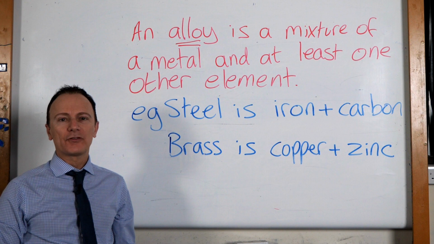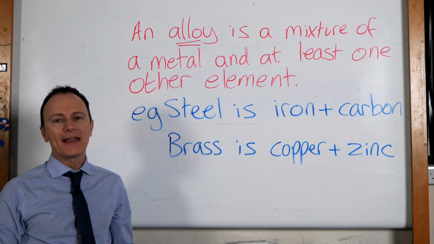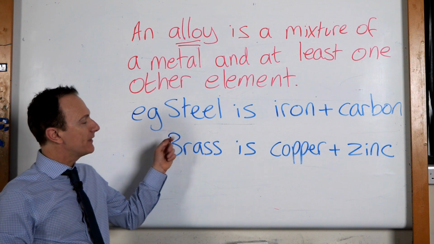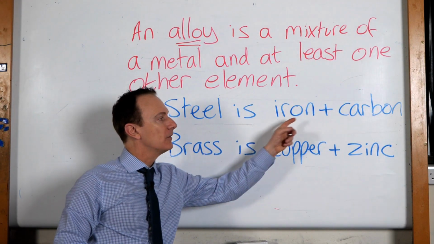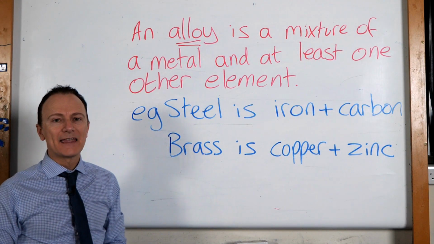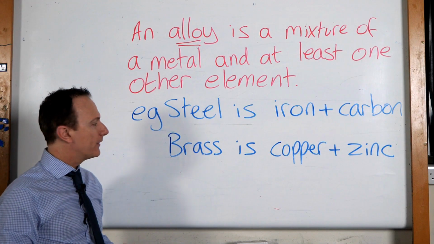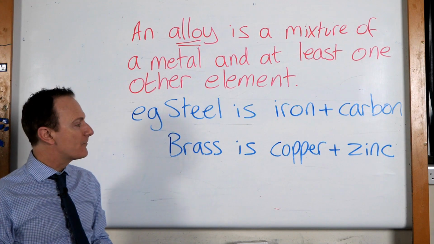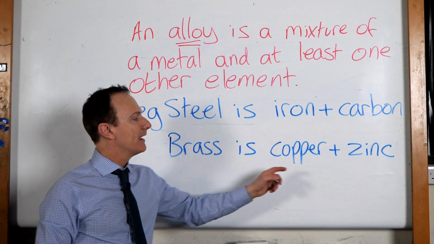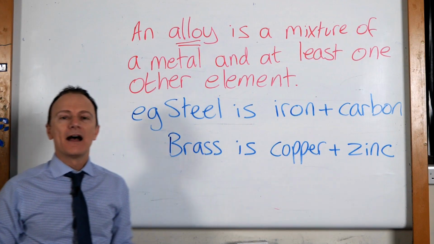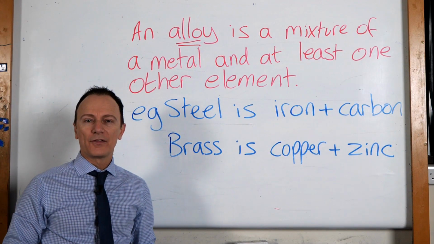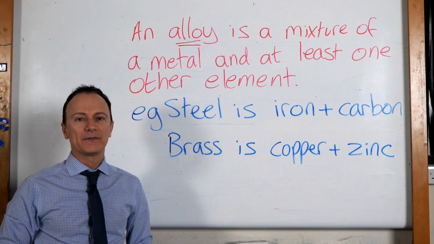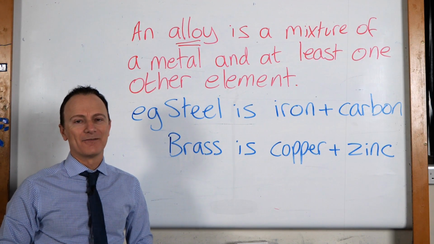An alloy is a mixture of a metal and at least one other element. Now, in the example of steel, it's a mixture of a metal and a non-metal because it's iron and carbon mixed together. But it could equally be a mixture of two different metals. For example, brass is a mixture of copper and zinc. And by mixing the metal with another element, we get different properties. And that's what we're going to look at now.